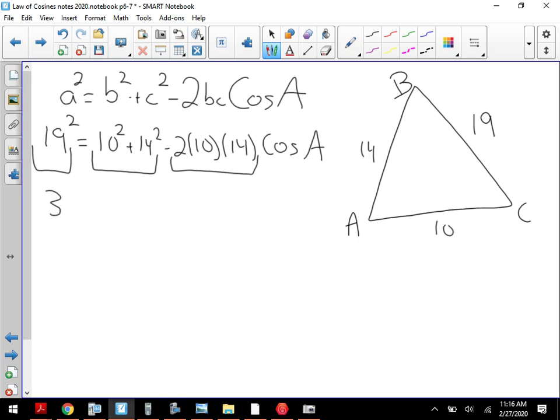You got 361, 296, minus 280 cosine of A. This next step is where some of you will make your mistake. I cannot combine the stuff on the right-hand side. Since that 280 is being multiplied by something that you don't know, you cannot combine them.